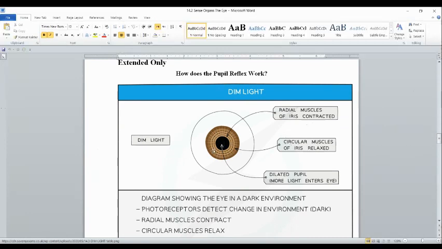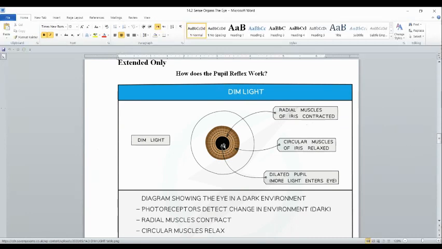Circular, from the name, it means that they are rounded like this. Okay, so if it wants to open up, these radial muscles need to contract. Contraction means to become shorter. When they become shorter, they are pulling this from outside. When they pull, the round muscles should be relaxed so that they can be collected here close to this area.